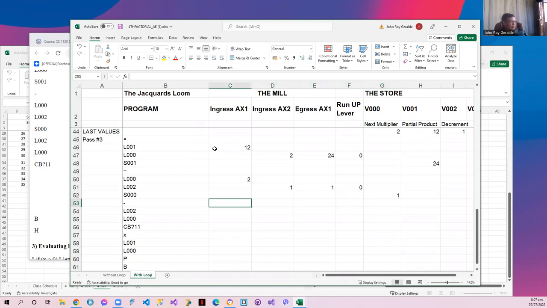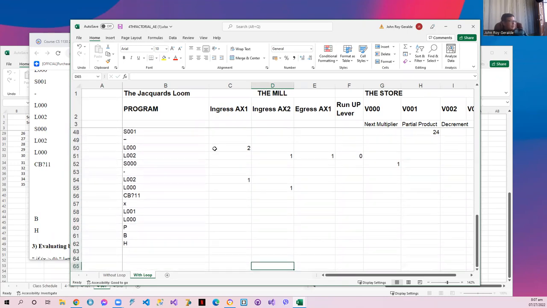And then we set up the condition for continuation. L002 is 1, okay, and then L00, 0 is, what's L00? This is also 1, right? Do we have anything next? Oh, none. So 1 minus 1 is 0, of course. So what's the run-up lever now? 0, because it's not a negative number anymore, so this is a 0.